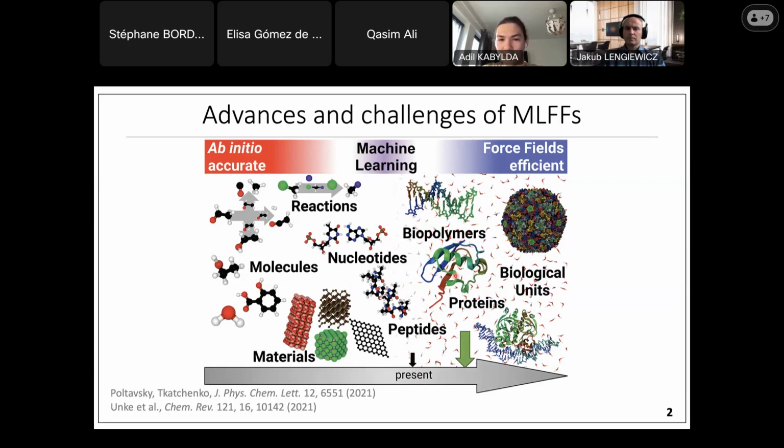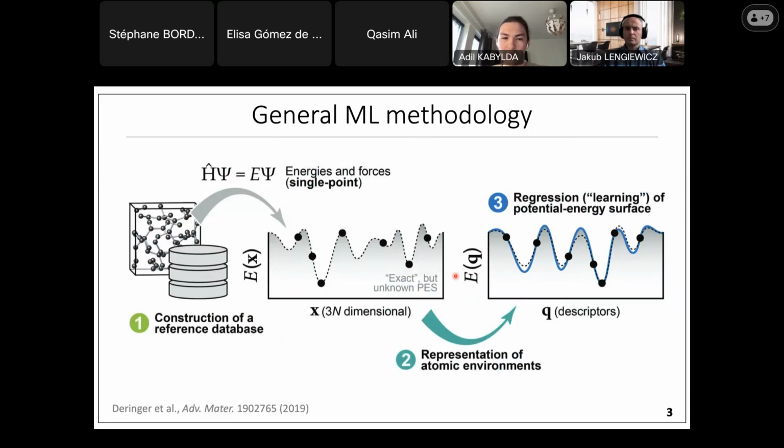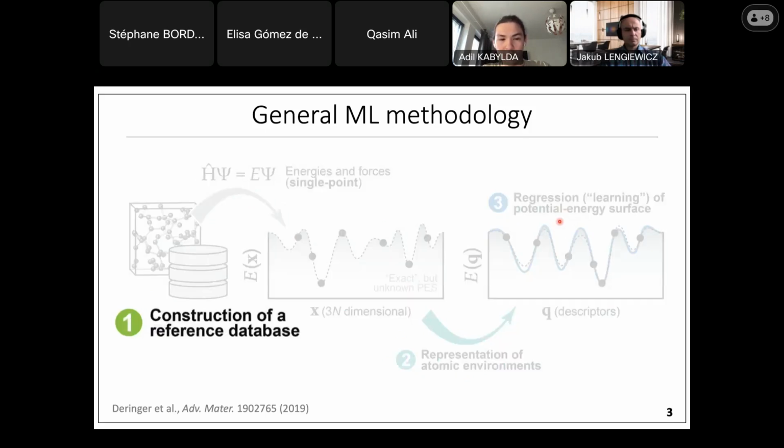Let's discuss machine learning methodology for molecular modeling in general. The first step is, as usual, construction of a reference database of reference structures and associated quantum mechanical data. Then you want to represent your structures, your molecules or materials, in a way that is suitable for a machine learning model to learn. So the second step is the representation of atomic environments. And the third part is the learning of the potential energy surface of the molecules.